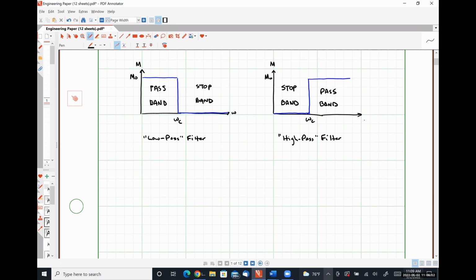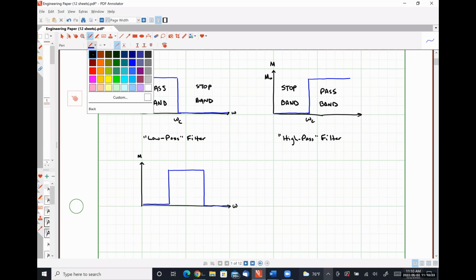So our next response actually is going to be this guy, which is for a band pass filter. And as the name suggests, there is a certain range of frequencies that will be passed by this filter, while all other frequencies will be rejected.